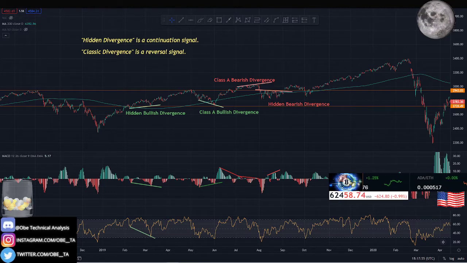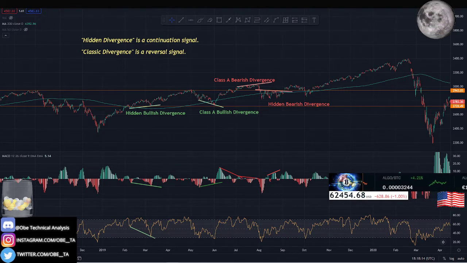OBTA here. I just want to get on here and do a quick video on divergence. Divergence is one of the main things that I talk about when I'm doing my live analysis, when I'm looking to take a trade. It's one of the main ingredients that I look for before entering that trade.